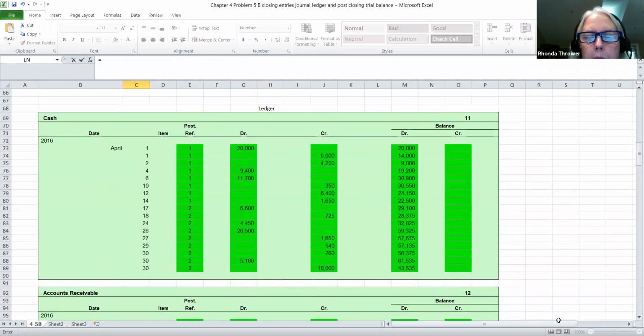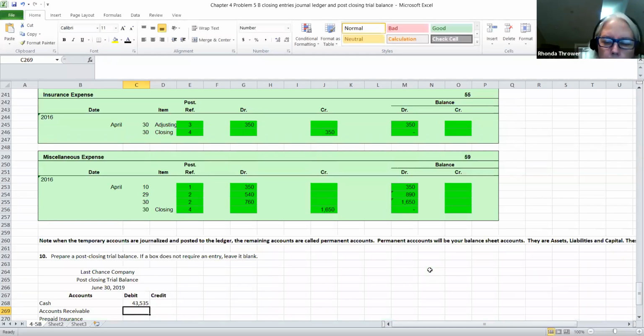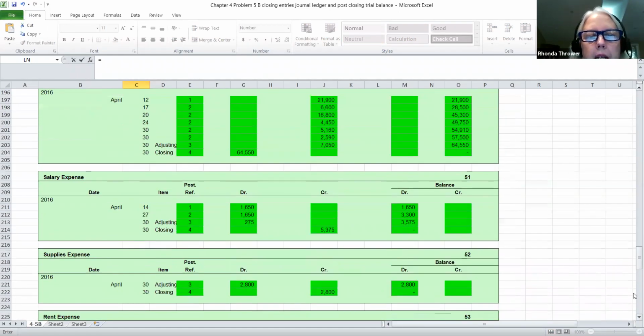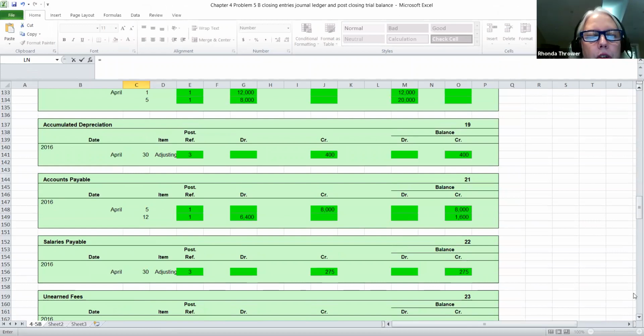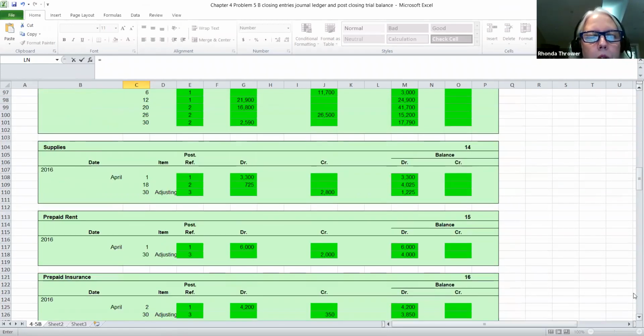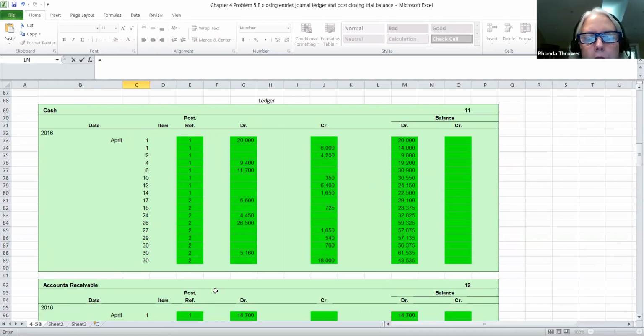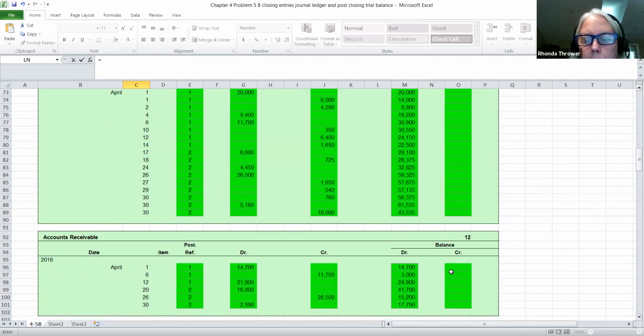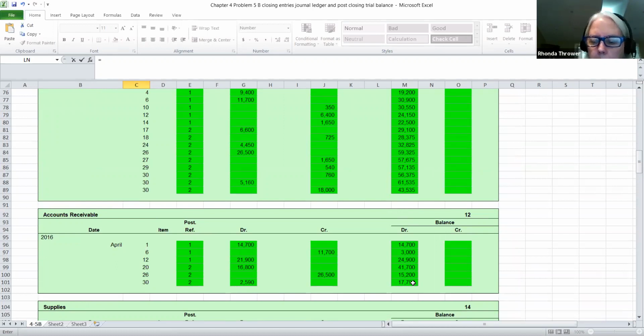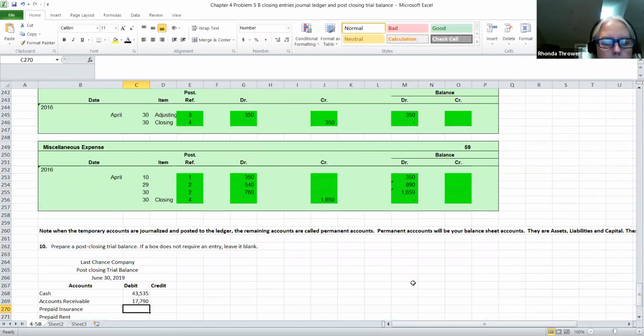And that ending balance for cash was $43,535. And I'm going to do the same thing for accounts receivable. My next account in my ledger comes right after cash. So we're scrolling back up to the top. See, we got cash here. Now there's accounts receivable here. Scroll down and pick up that ending balance there.